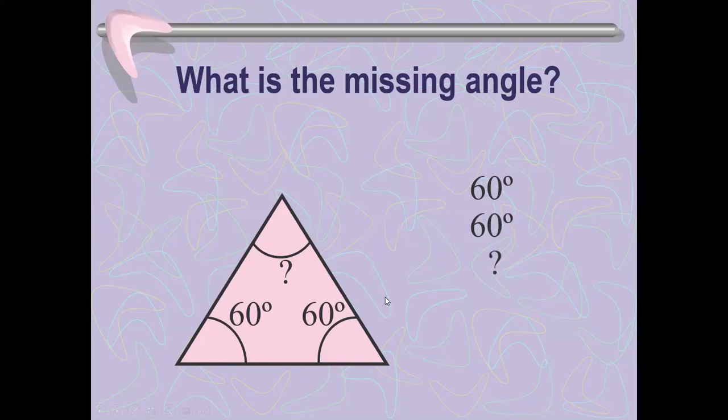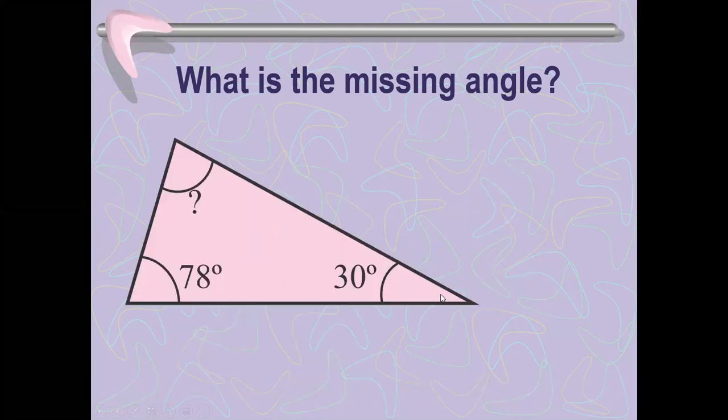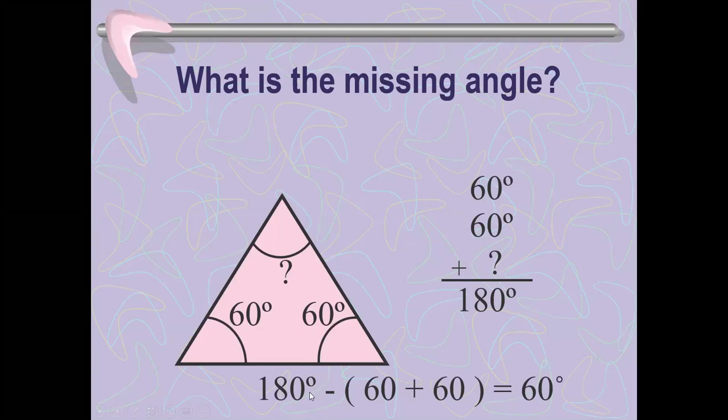In this triangle, 60 plus 60 plus the unknown angle equals 180. To find the unknown angle, we subtract 180 minus 60 plus 60. Add firstly 60 plus 60 equals 120. Then subtract 180 minus 120. The result will be 60 degrees.